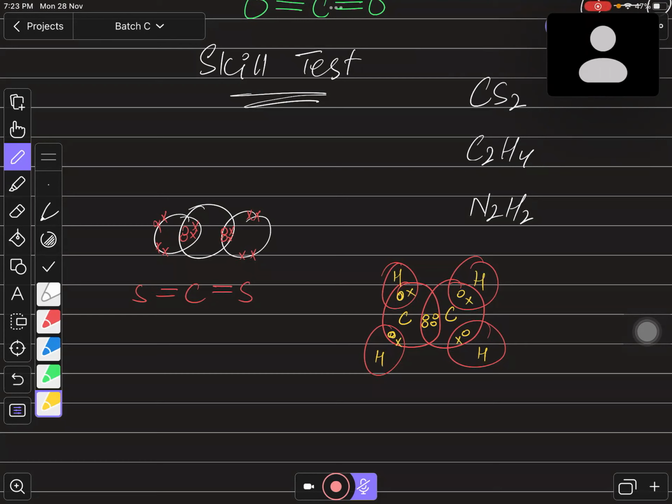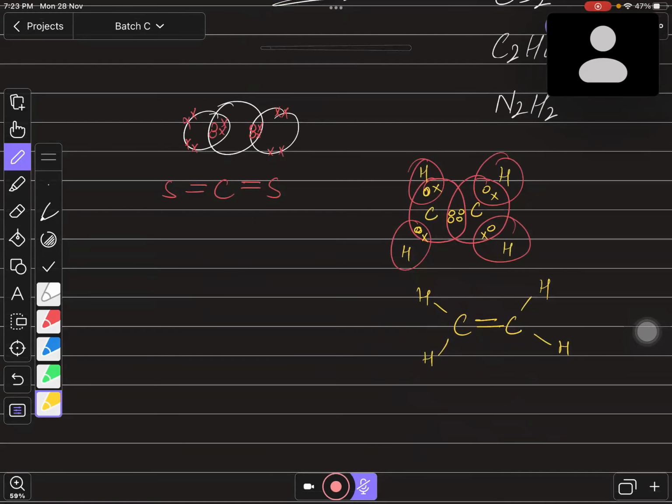So it will be a double bond between the carbons, so it will be 2 lines, and with hydrogens it has a single bond like this, right? And if you talk about N2H2, so it will be 2 N's and 1 H over here, 1 H over here. One nitrogen should have 5 electrons in the outermost shell because it is from group number 5, and it must need 3 electrons.